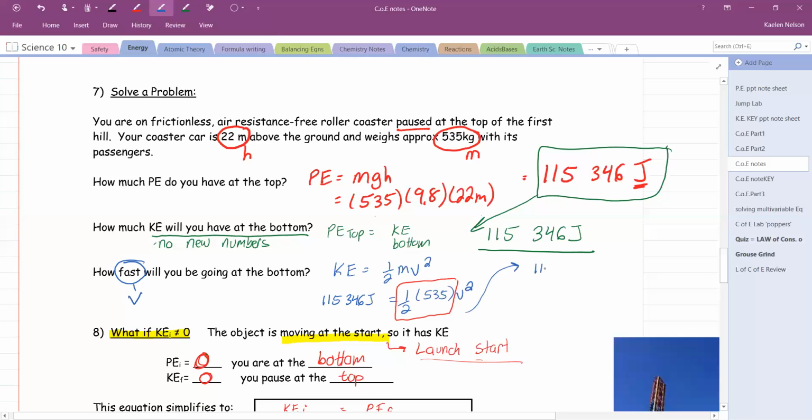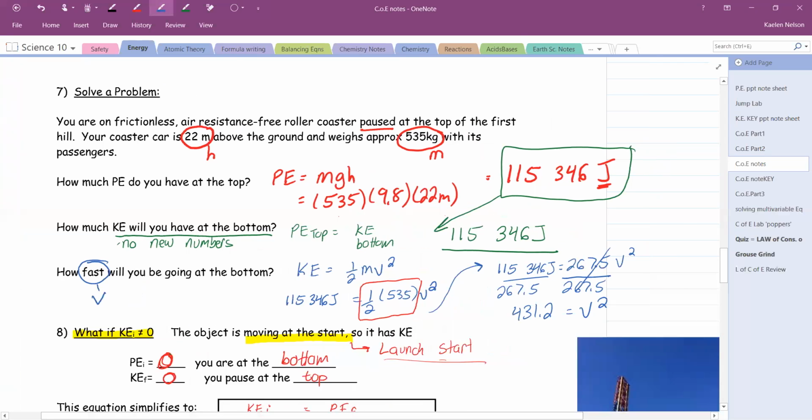And our next line will be 115,346 joules equals 267.5 V squared. Now you're going to divide 267.5 by itself to cancel it like that. And on your calculator, you're going to divide the other side. And that is going to give you an answer of 431.2 equals V squared.